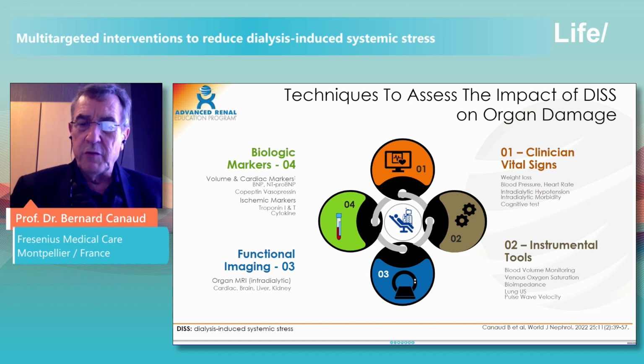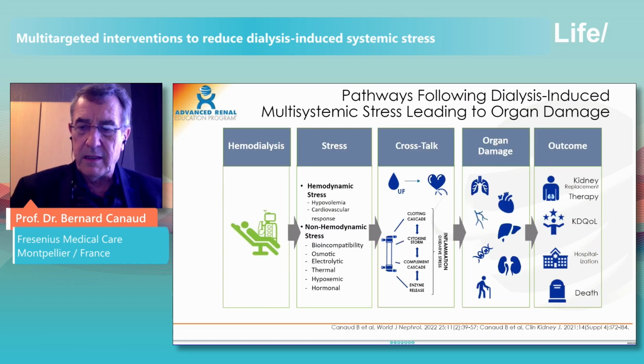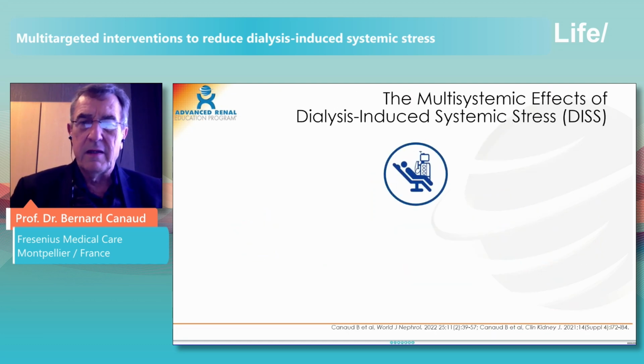We can use much more sophisticated tools, such as blood volume monitoring. I will show you bioimpedance, lung ultrasound. We can use biomarkers, and we can use something which is fascinating, functional imaging. And the organ MRI is certainly the most interesting aspect to explore such dialysis-induced systemic stress.